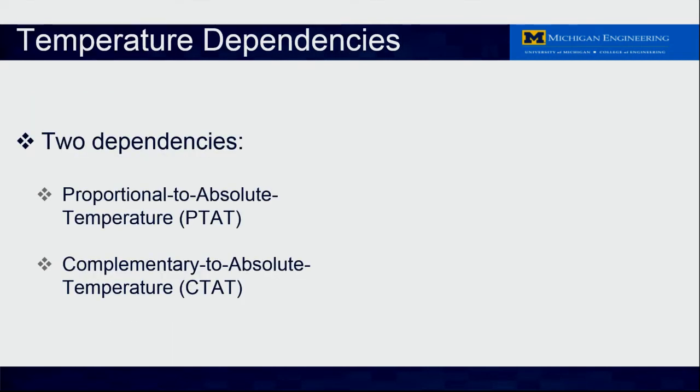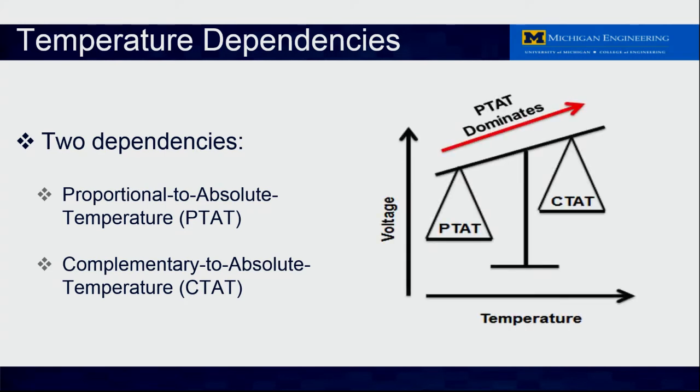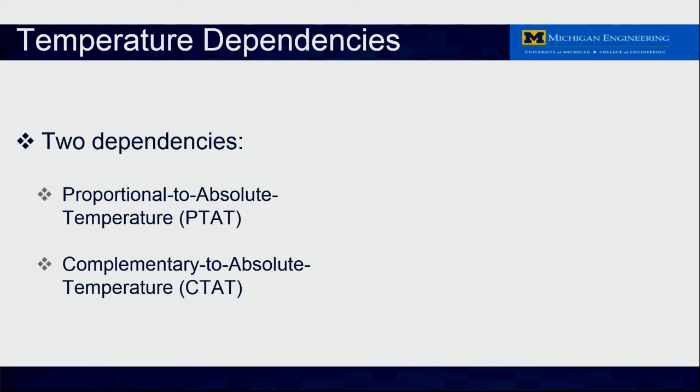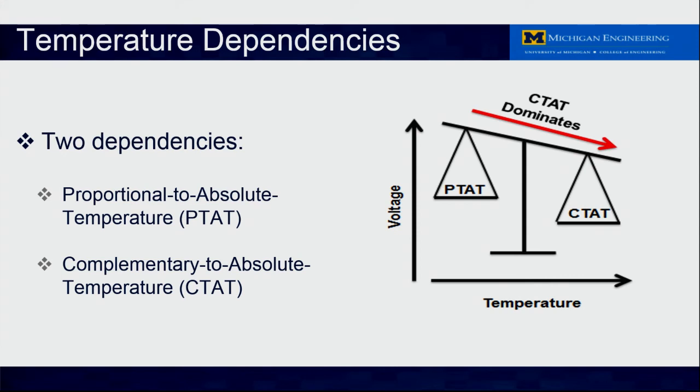Voltage references are generally subject to 2 types of temperature dependencies. The first type of dependence is called proportional to absolute temperature, or PTAT. For PTAT dependence, the output voltage increases as the temperature increases. The second type of dependence is called complementary to absolute temperature, or CTAT. For CTAT dependence, the output voltage decreases as the temperature increases.